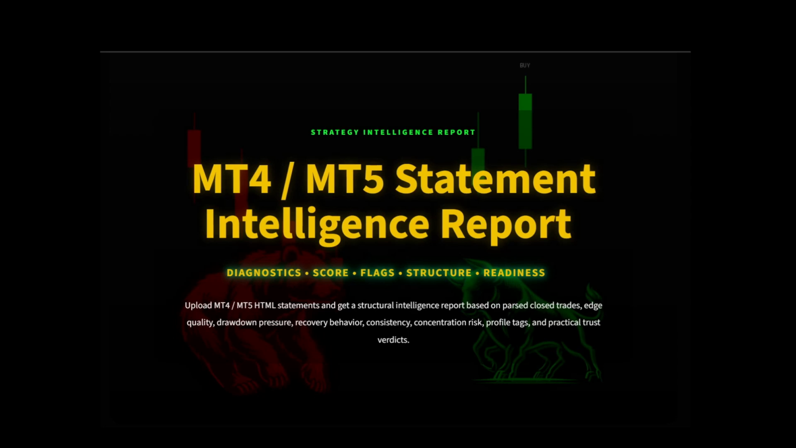This is why the Strategy Intelligence Report is needed before blindly trusting a statement, an EA, a portfolio, or a backtest result. A profitable statement can still hide weak recovery, heavy drawdown pressure, unstable months, dependency on a few big winners, or a structure that is not ready for capital yet. So in this walkthrough, I will show how the report turns a normal MT4 or MT5 statement into a deeper diagnostic profile, not just numbers, but structure, warnings, strengths, weaknesses, and the next logical validation step.